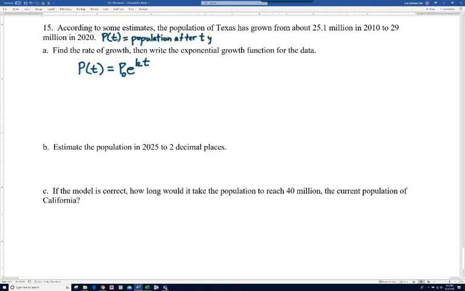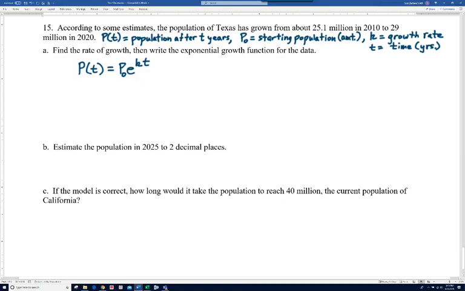P of t is the population after t years, or the amount after t years, depending on what you're dealing with. Here we're dealing with population. P naught is the starting population, or the starting amount if we're not talking about people. And then k is our growth rate, and t is our time, and it's in years.